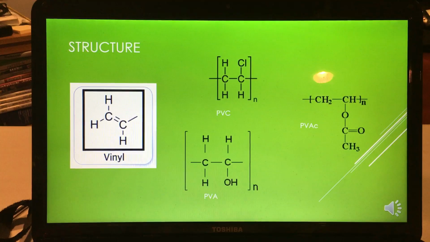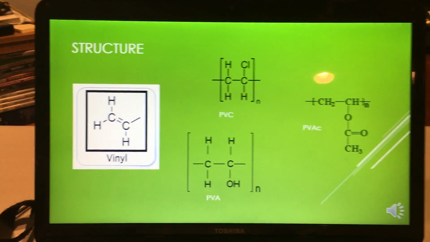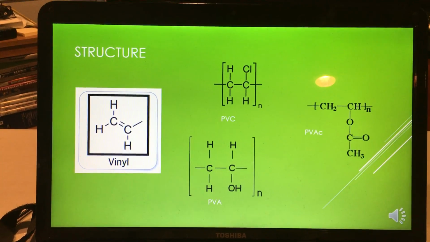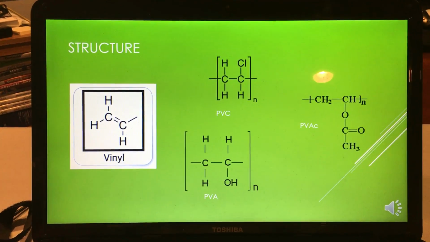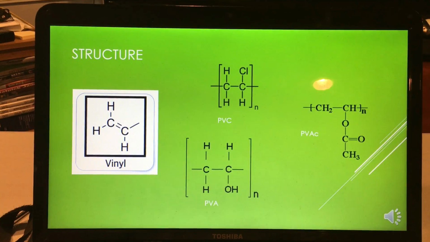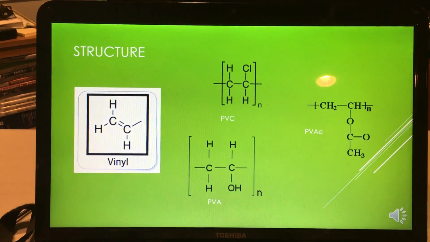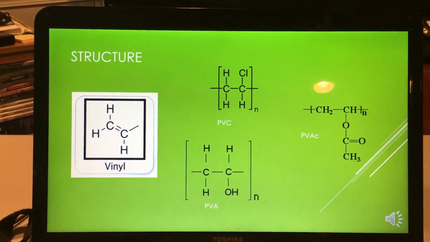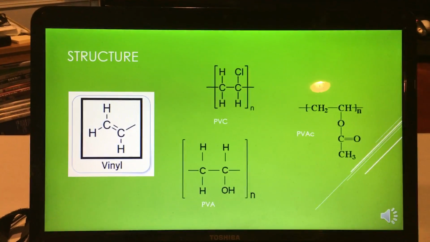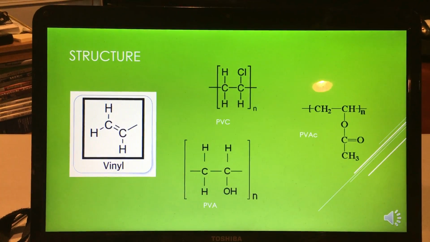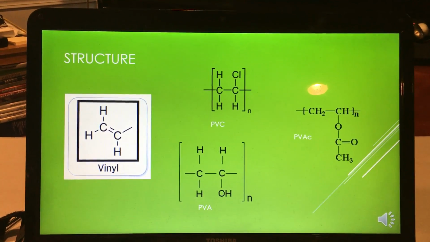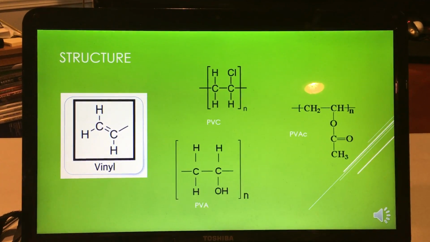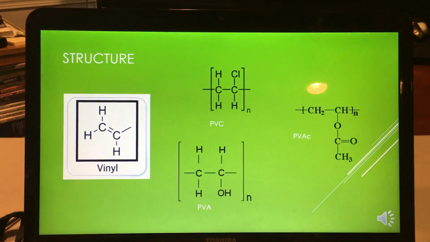So here are the structures of some of the most common polymers in the vinyl family. There's the vinyl monomer on the left, which is two carbon atoms double bonded to each other. It also has one opening to one of the carbon atoms, which allows it to bond to different things, as you can see in PVC and PVA. Especially in PVAc, which is polyvinyl acetate, it's bonded to an oxygen, which is then bonded to a carbon, which is double bonded to another oxygen, and that carbon is bonded to a CH3.